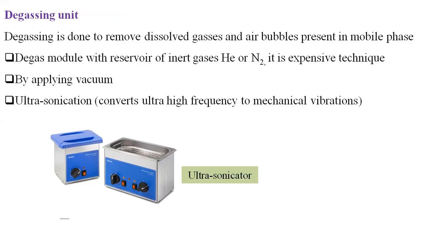The degassing is done by the following methods: first, by passing inert gases like helium or nitrogen; by applying vacuum; and by ultrasonication. Ultrasonication means we are using an ultrasonicator. We keep our mobile phase reservoirs containing the mobile phase in the sonicator for a certain time. Due to the mechanical vibrations from the sonicator, the dissolved gases will be removed.